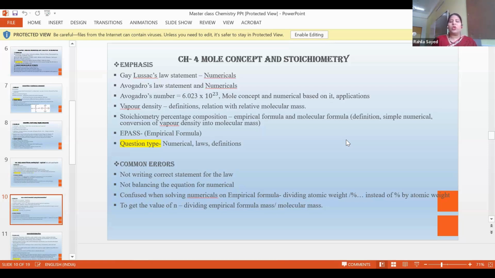Then confused when solving numericals and empirical formula. The main error you'll make over here is you'll divide the atomic weight by the percentage instead of dividing the percentage by atomic weight. So you have to check that as well. To get the value of N, you divide the molecular mass by the empirical formula mass. So avoid making these mistakes. Yes, you have to write the division term.